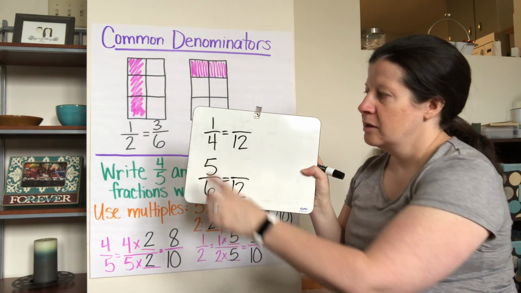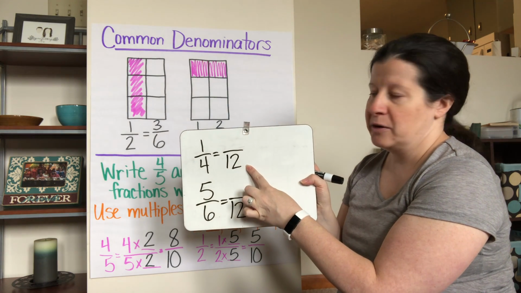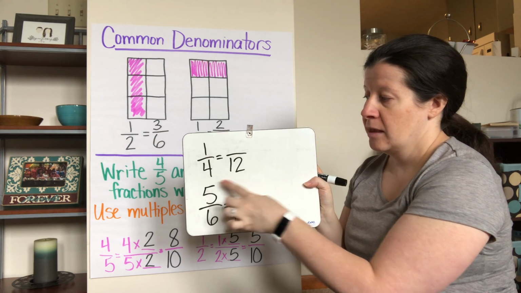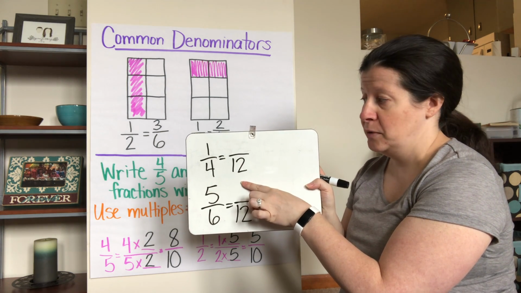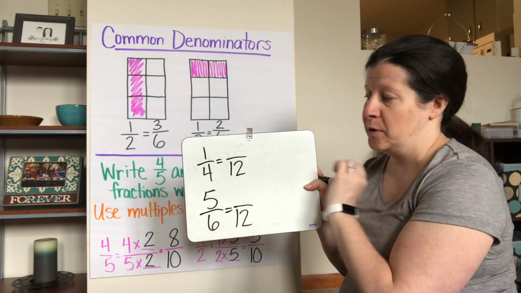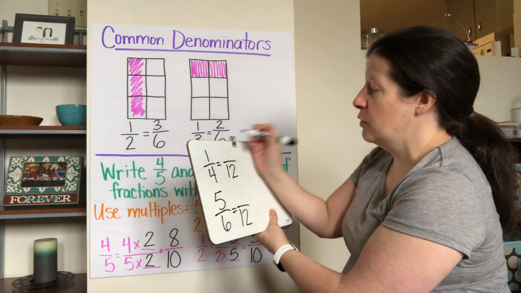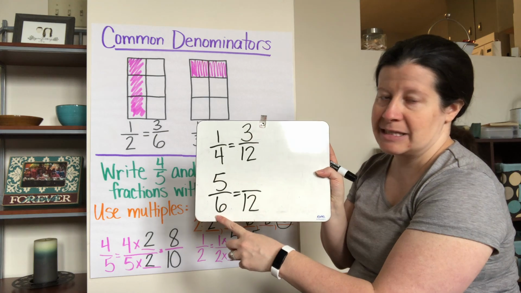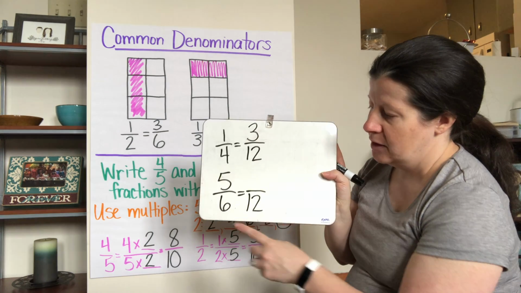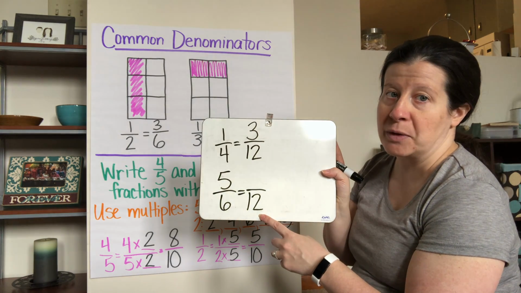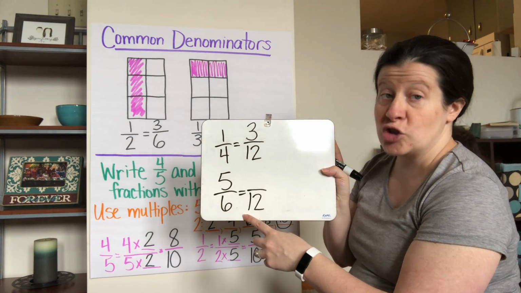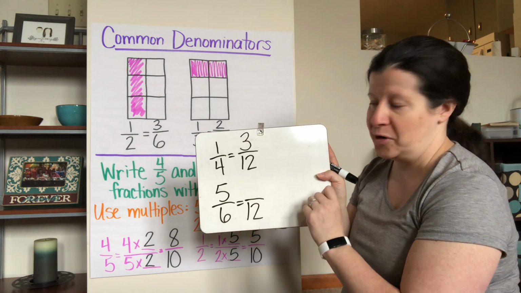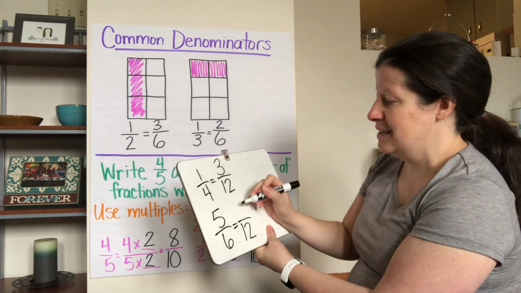Here we go. To change 1/4 to a denominator of 12, 4 times what number would give us 12? 4 times 3 would give us 12. So we're going to multiply the numerator by the same number. 1 times 3 would be 3. Now we're going to change 5/6 so that it has a denominator of 12. 6 times what number would give us 12? 6 times 2 equals 12. So now we need to multiply 5 times 2 to get our new numerator. 5 times 2 equals 10.